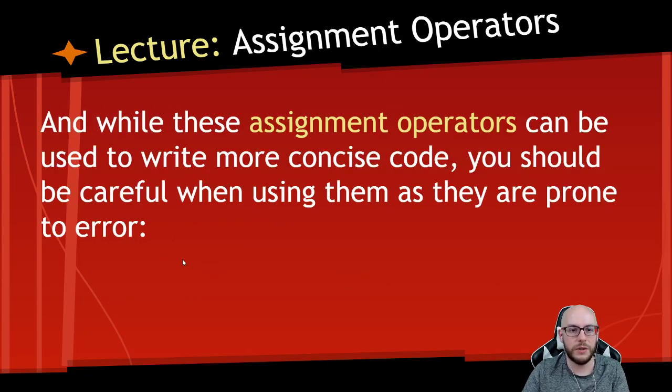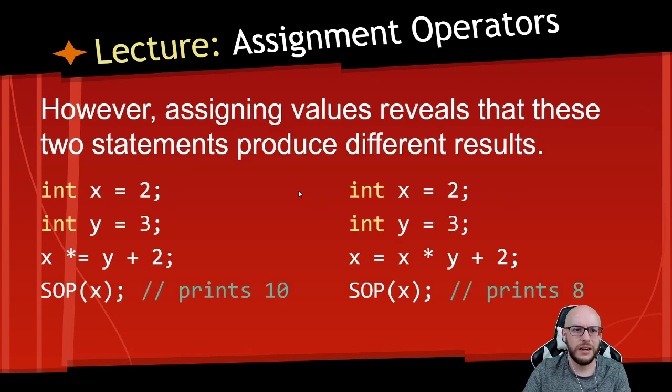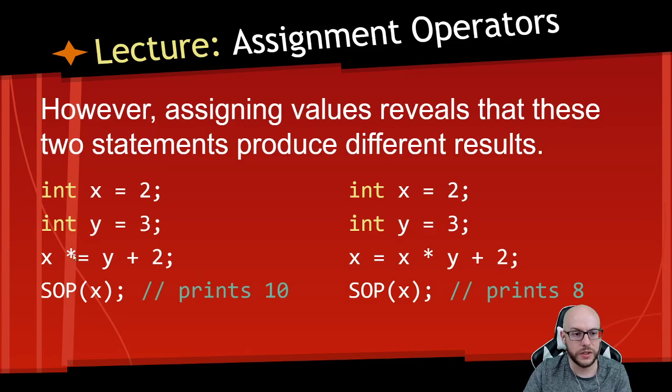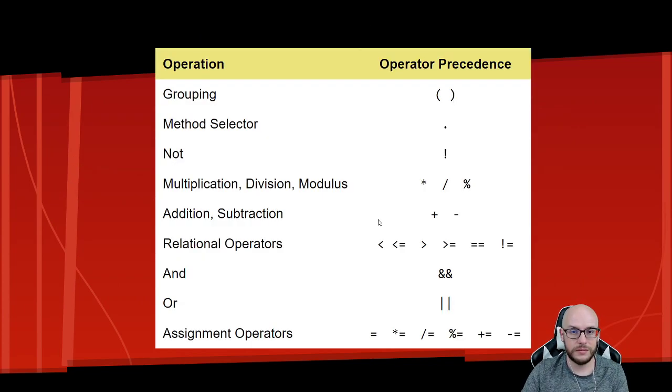While these assignment operators can be used to write more concise code, you should be careful when using them as they are prone to error. Let me show you an example. Over here, I'm using a shorthand assignment operator, and if I were to expand it, it should be this, and it is, if you were to expand it. However, if we were to assign values and then actually see what the result is, we're going to see that we're getting different things. Here on the left-hand side, where I'm using the shorthand assignment operator, I get 10. And if I do it over here on the right-hand side, I'm getting 8. So be careful with these things. This discrepancy arises because assignment operators actually have the lowest precedence.